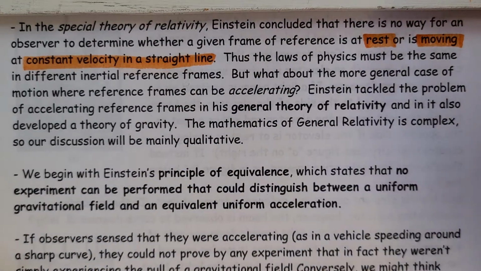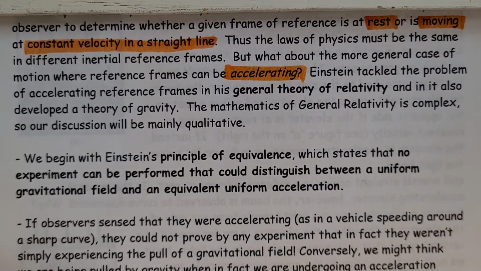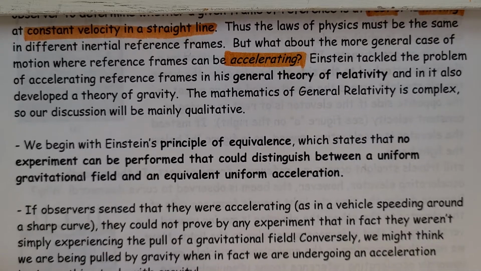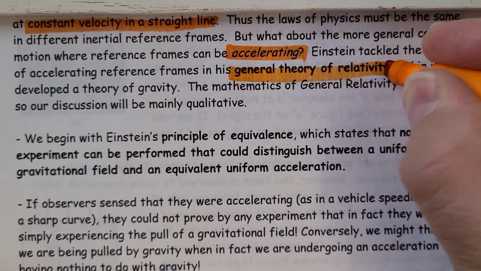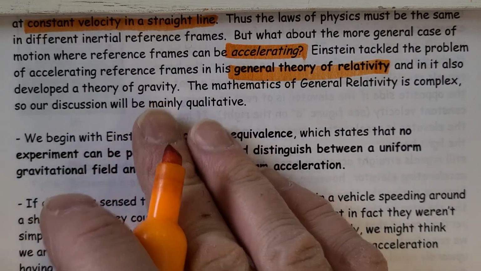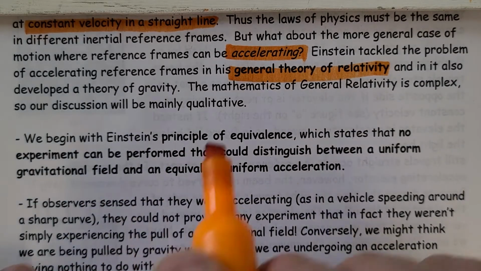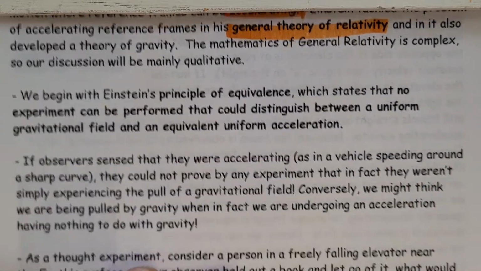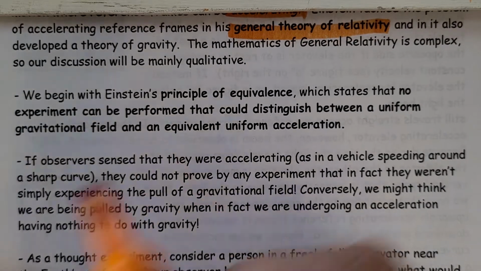But what about the more general case in which we have an accelerating reference frame, so speeding up or slowing down? Einstein tackled the problem of accelerating reference frames in his general theory of relativity, and in it he also developed a theory of gravity itself. Now, the mathematics is complex, so we're just going to look at a qualitative treatment of it. So we first start with Einstein's principle of equivalence.